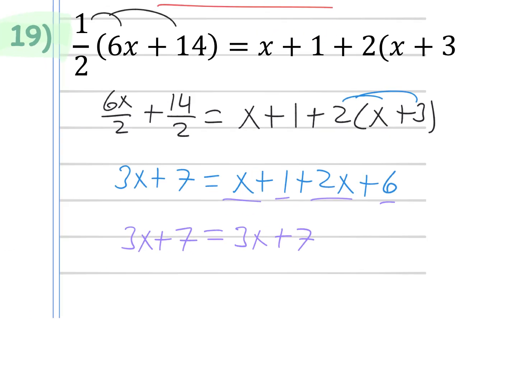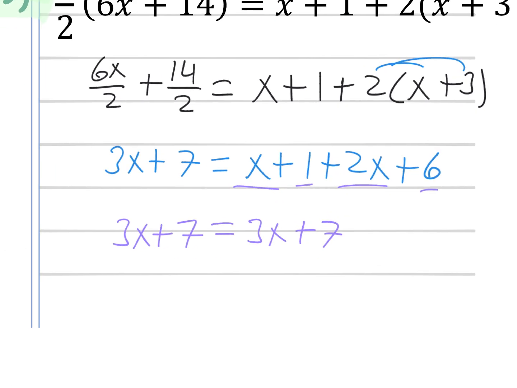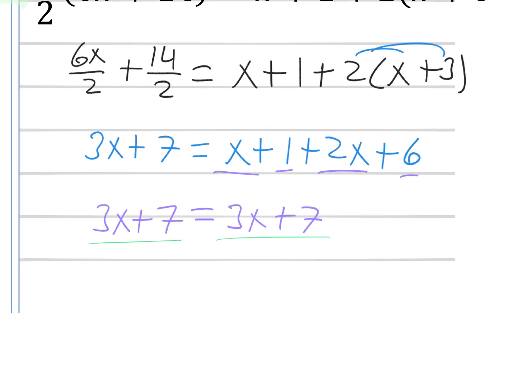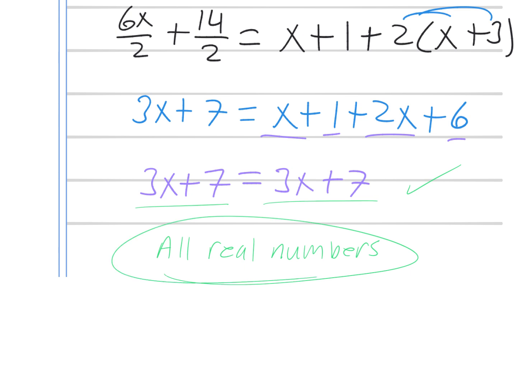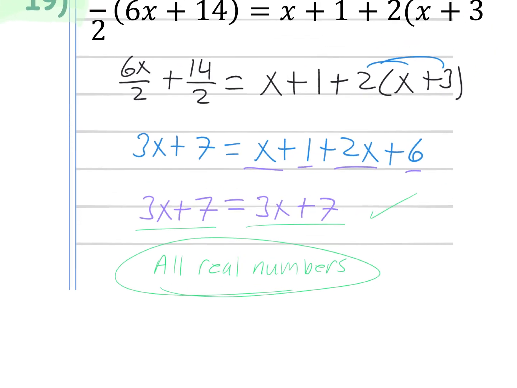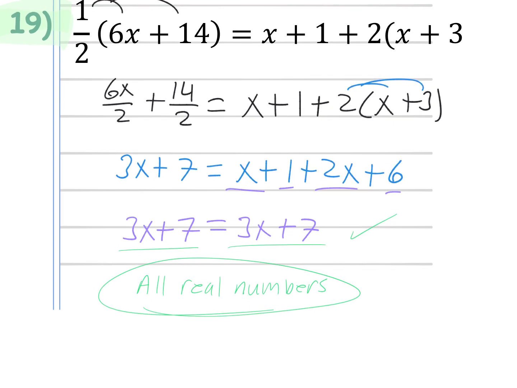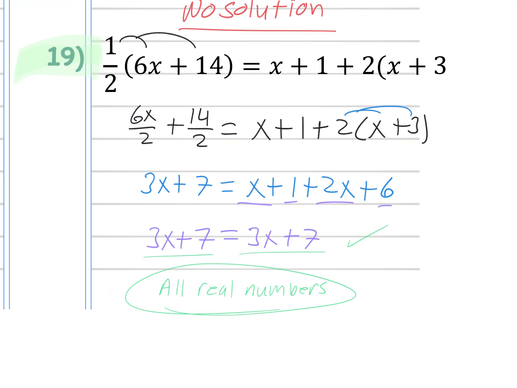And then look at this. This time I won't even go any further. What do we have on the left? What do we have on the right? 3x plus 7 equals 3x plus 7. This is always going to be true. So if this is a true statement, we immediately get an all real numbers solution. So this is a perfectly valid answer. We saw that the left equals the right, so we can just stop right here. All we have is an all real number solution. This is a true statement.